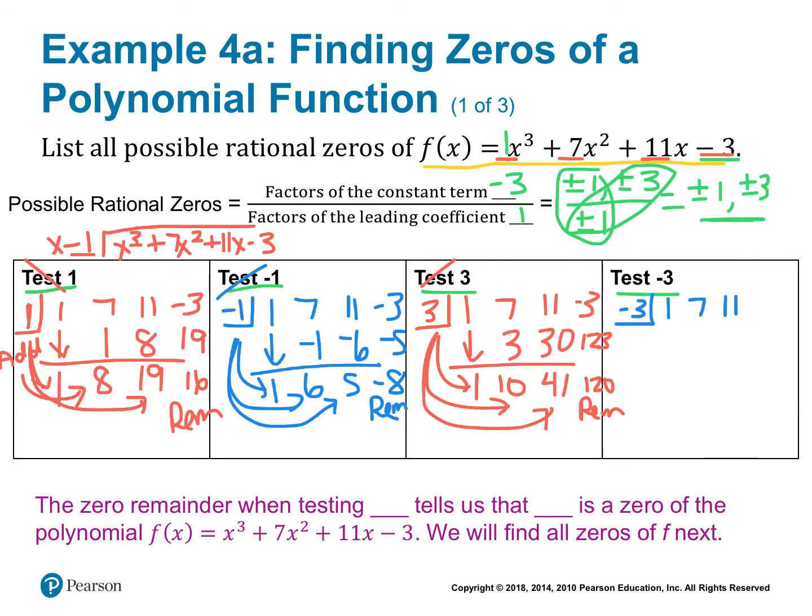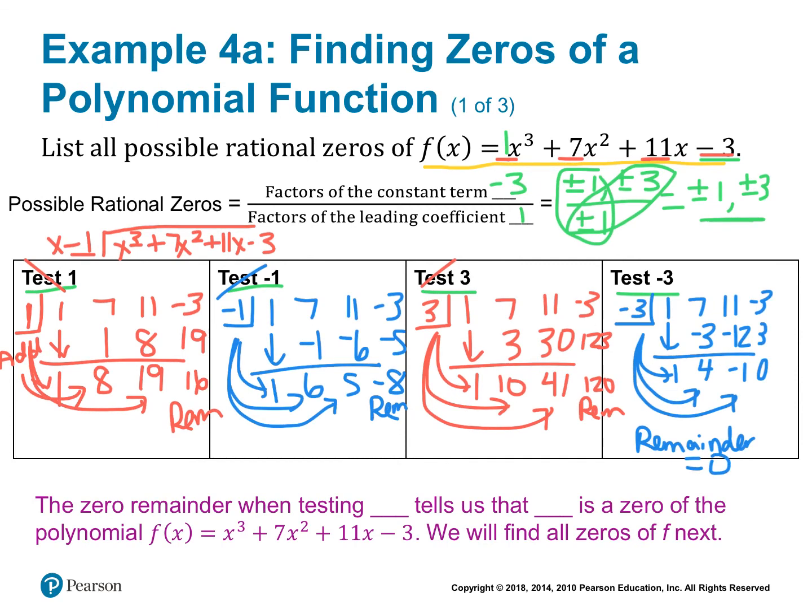Bring down the 1. Negative 3 times 1 is negative 3. Add to get 4. Negative 3 times 4 is negative 12. Add to get negative 1. Negative 3 times negative 1 is positive 3. You add to get 0. So the remainder is 0. It's a good sign. So the 0 remainder when testing negative 3 tells us that negative 3 is a 0 of the polynomial function there.